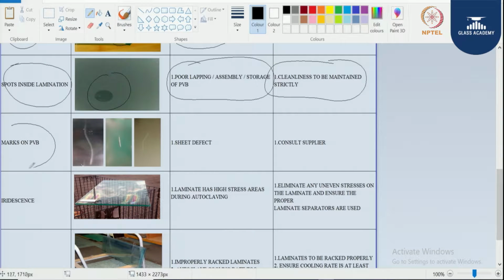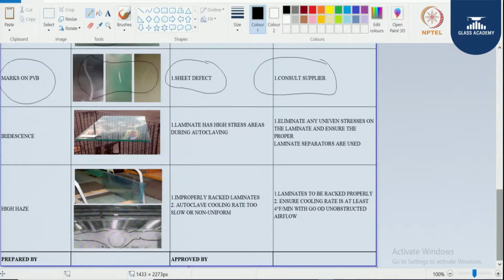The next defect we are going to get is the PVB layer itself. You can see the layer has these marks on the sheet. The sheet itself is defective. In such cases, it should be consulted with the supplier.